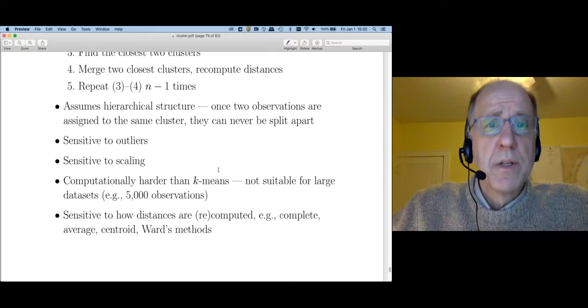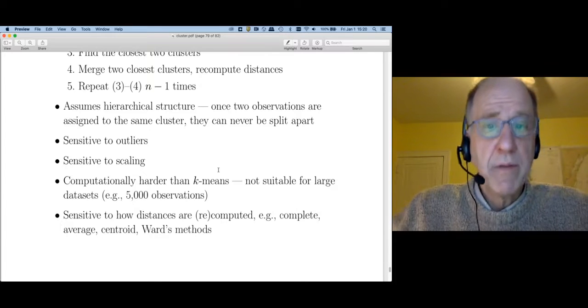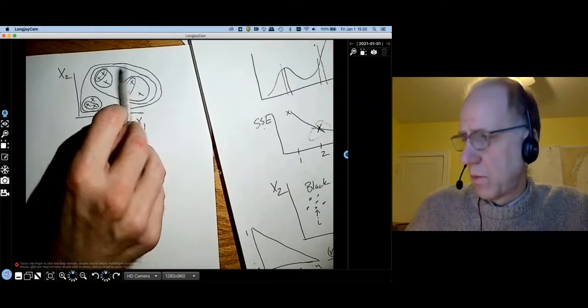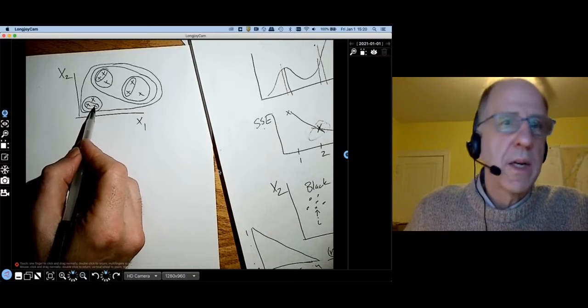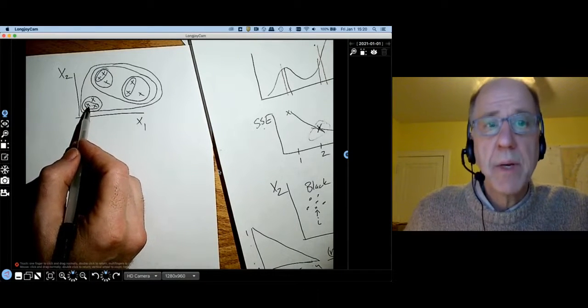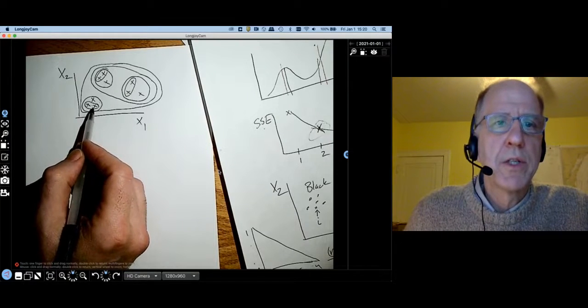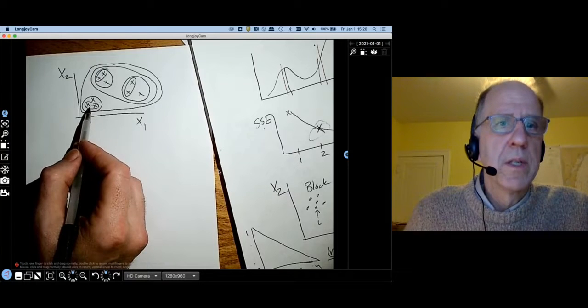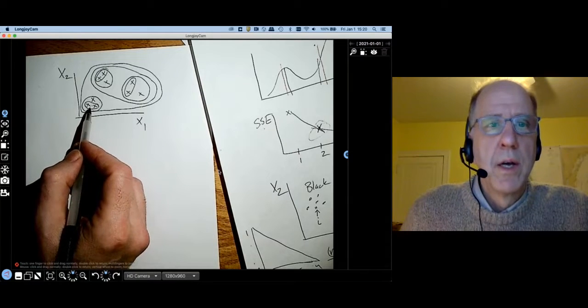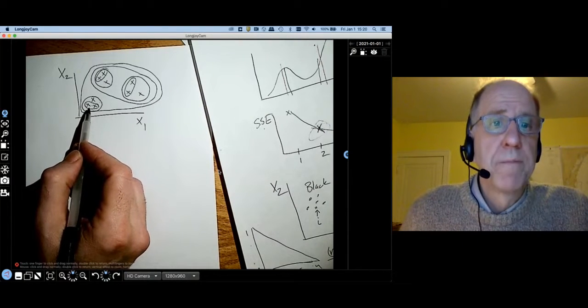Hierarchical clustering assumes a hierarchical structure, so once two observations are joined, they can never be split apart. So once I have joined these two cases in a cluster, they can never get split apart. That's not the case with k-means or Gaussian mixtures, where two observations that are joined in, say, the five-cluster solution could be in different segments if I reduce the number of clusters.